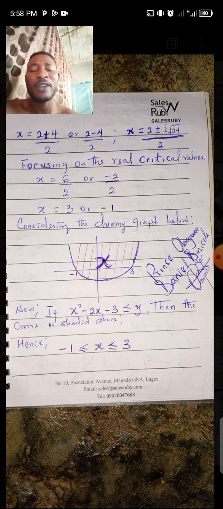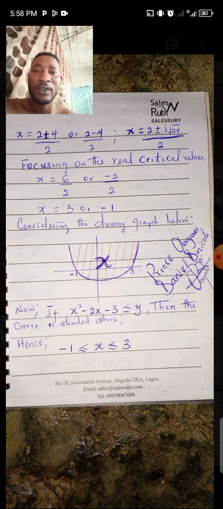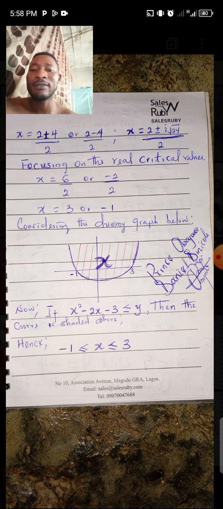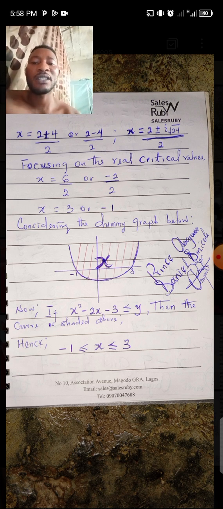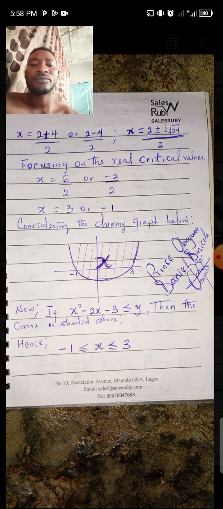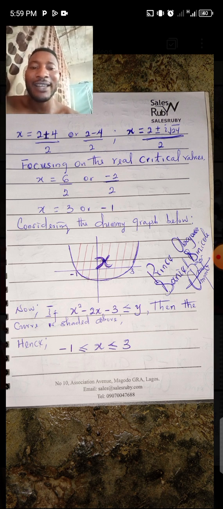Now, going back to the original question, replacing 0 by y, we are going to have the expression x squared minus 2x minus 3 less than or equal to y, which means that y is greater than or equal to that quadratic expression, which is also the graph we have. If y is greater than or equal to x squared minus 2x minus 3, then you are going to shade above the curve, as you can see presented here. Now, shading above the curve means the value of x, or the solution, lies within the curve, as you can see x in that diagram there.